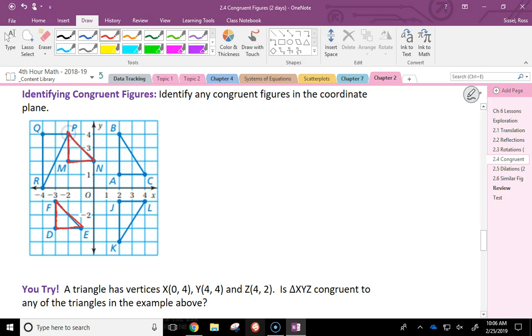Alright, so right now we are saying that triangle FDE is congruent with triangle PMN. The way we are saying this, Harrison, pay attention, you're making paper airplanes. What we're saying here when we say congruent is that they're the same size and the same shape.